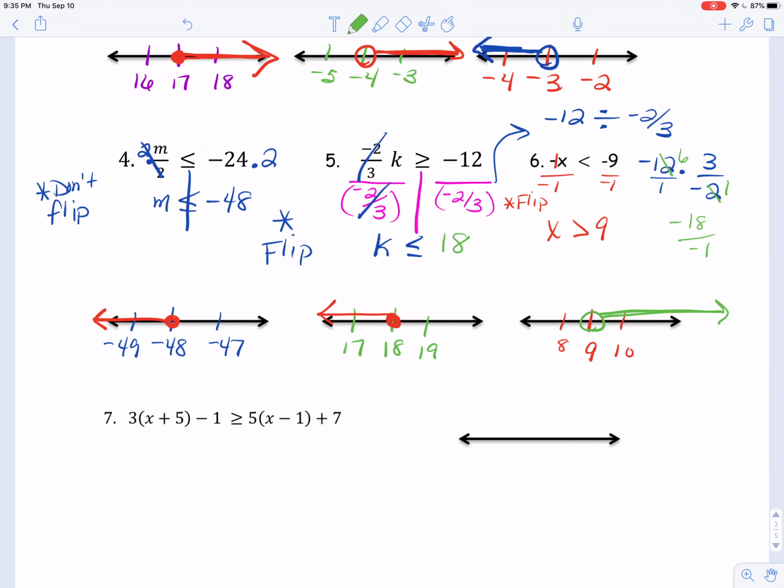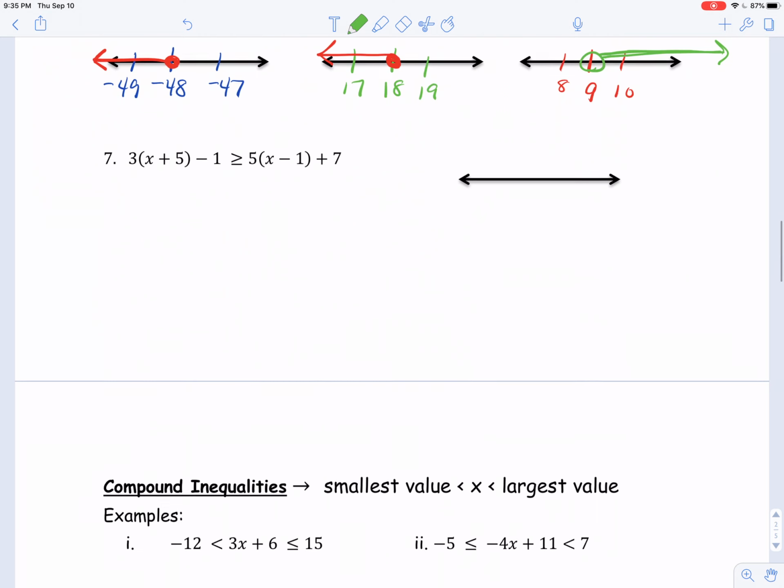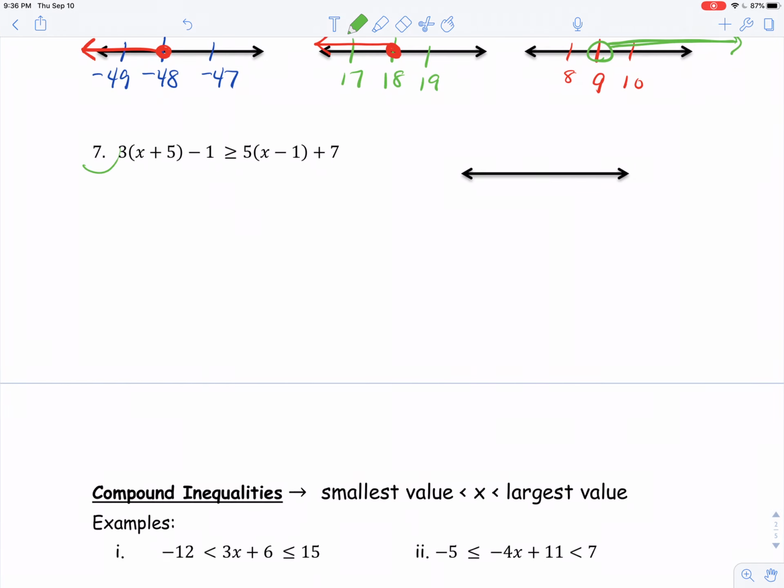Okay, so there's all our basic stuff. So now the only thing that's going to happen with your inequalities is they're going to get a little bit bigger. You're going to have to do distributive property. You're going to have to combine like terms. You're going to have to move x's to one side, constants to the other. The same things that you did when you're solving equations. So let's walk through one that's a little bit bigger.